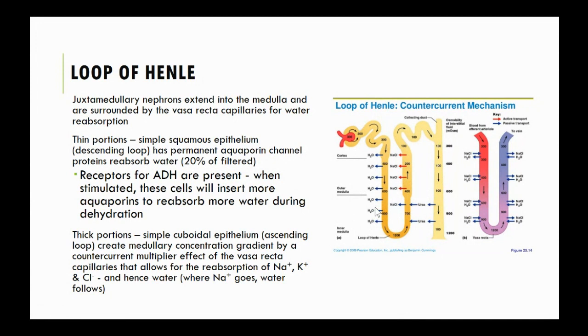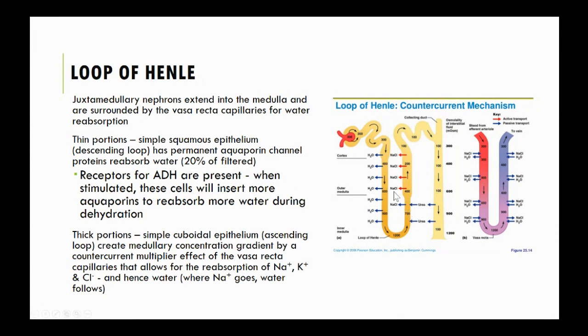We also have receptors for ADH, which is antidiuretic hormone. So when stimulated, those cells can insert more aquaporins to reabsorb more water when we're dehydrated. So we can do that RAA pathway. And then we have some thick portions. The thick portions are simple cuboidal epithelium. That's the ascending loop that's going back in, and they're going to create this medullary concentration, which is called a countercurrent mechanism or countercurrent multiplier.